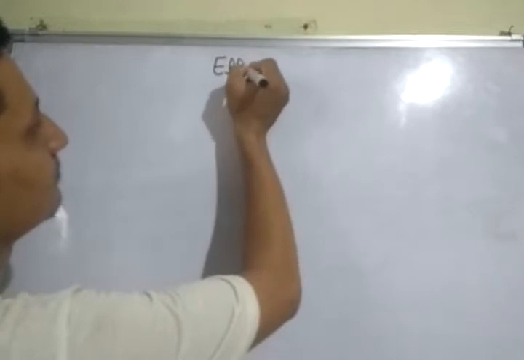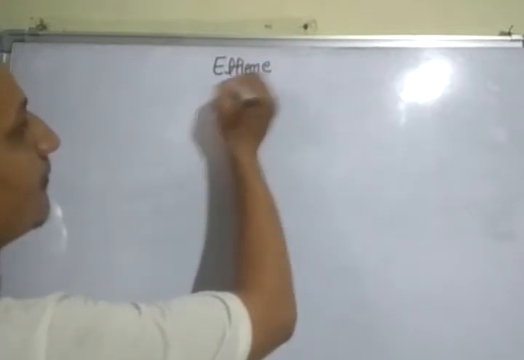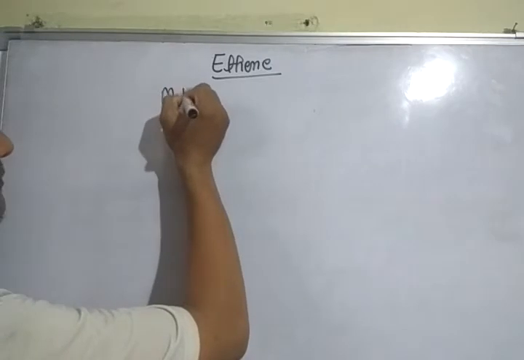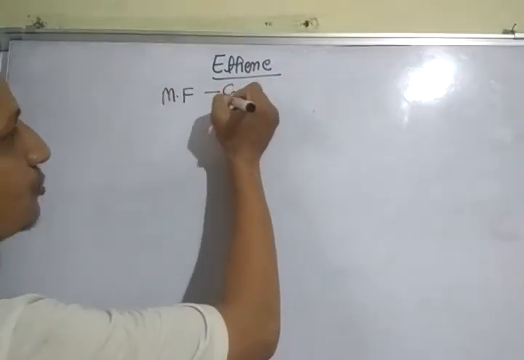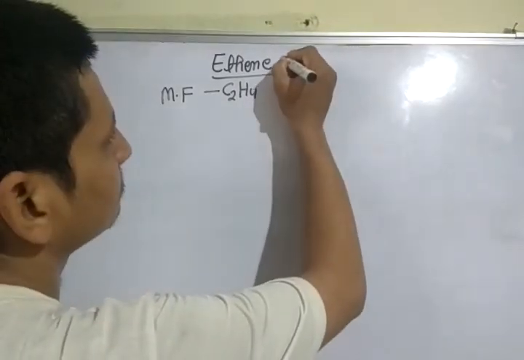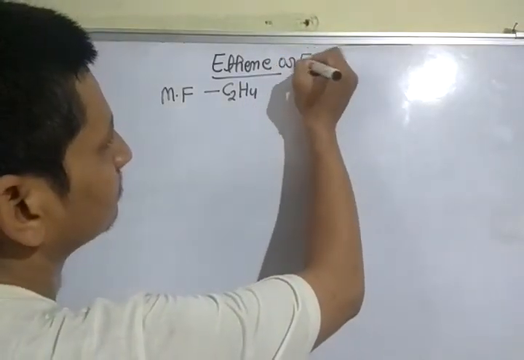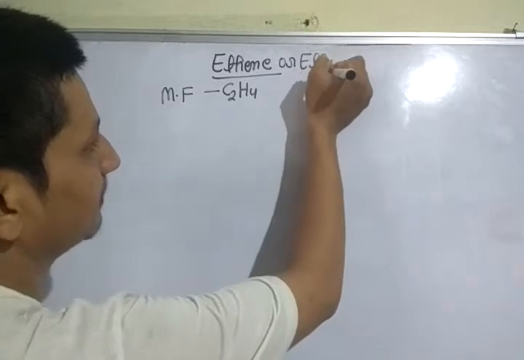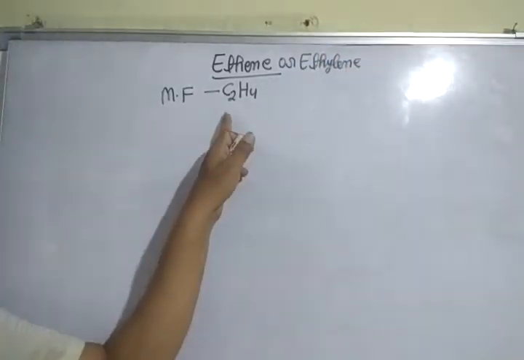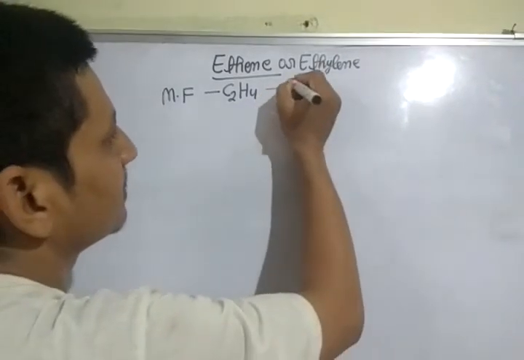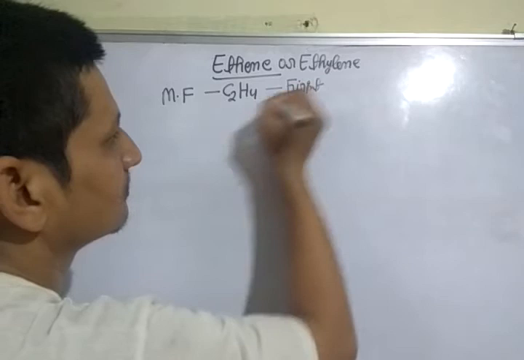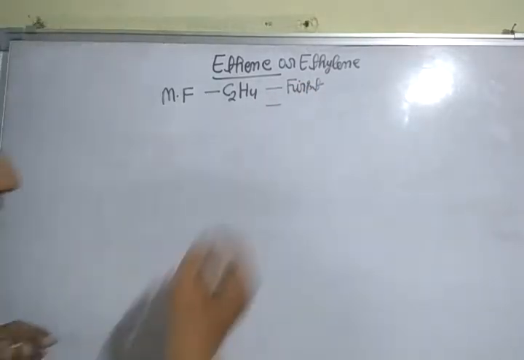Ethene. The molecular formula of ethene is C2H4. Its common name is ethylene. It is the first member of the alkene series. It is used for ripening fruits.